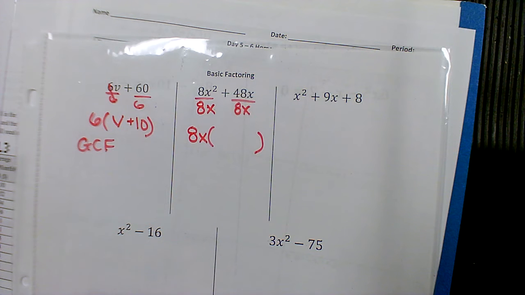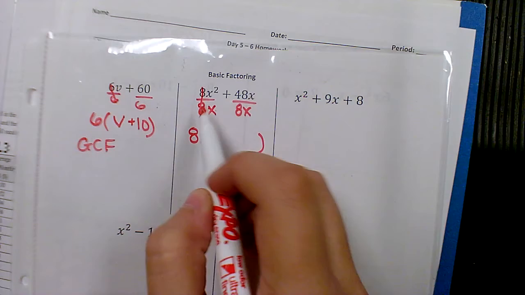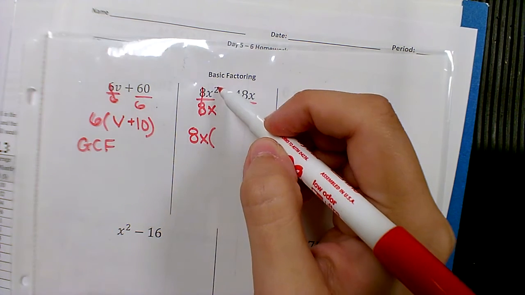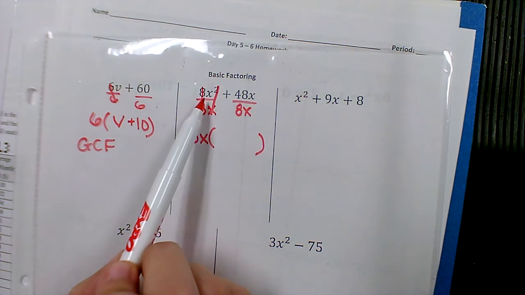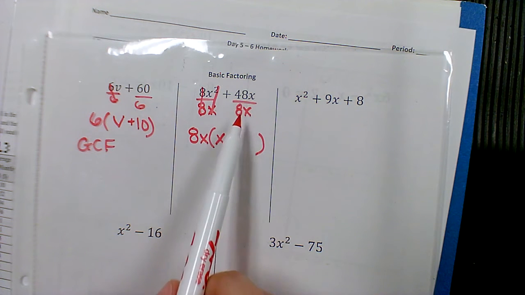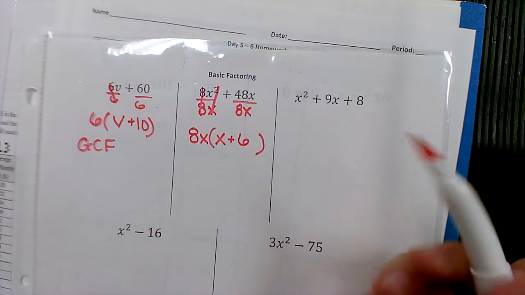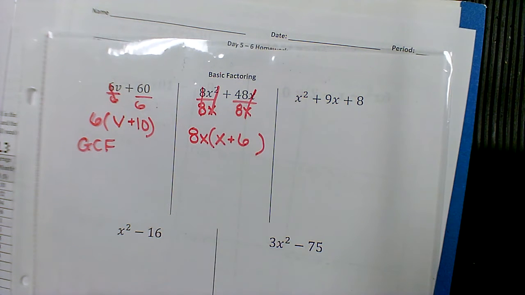So we need to write what's left over after we do that division. In the first term, the 8's cancel, and one of the x's would cancel, so we're just left with 1x. And in the second term, 48 divided by 8, we get 6. And notice how the x's would go away, so we're just left with a 6 there.